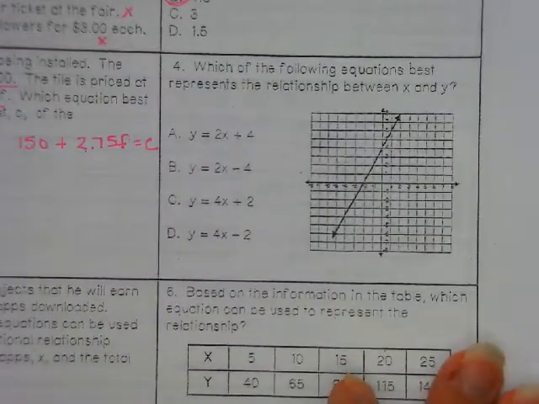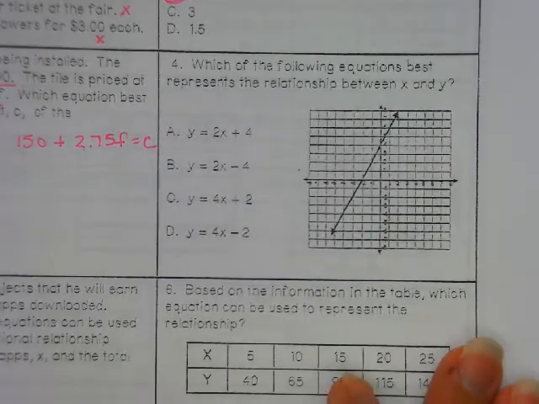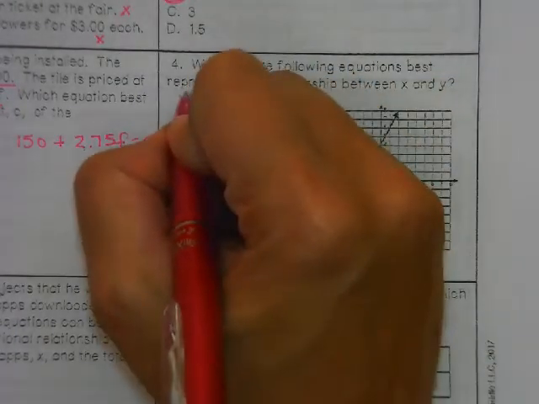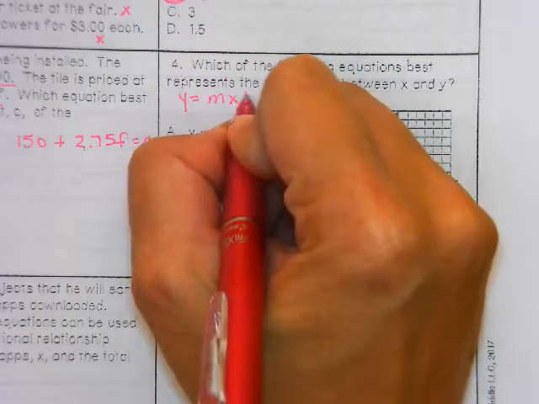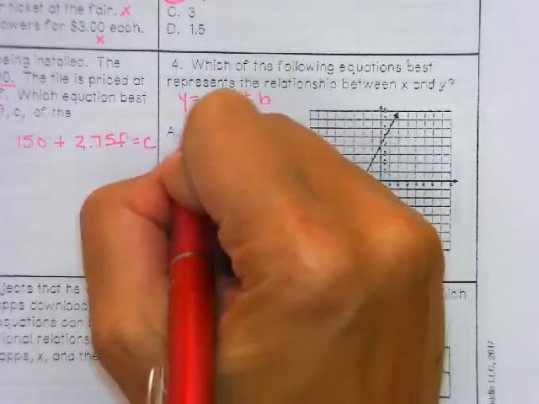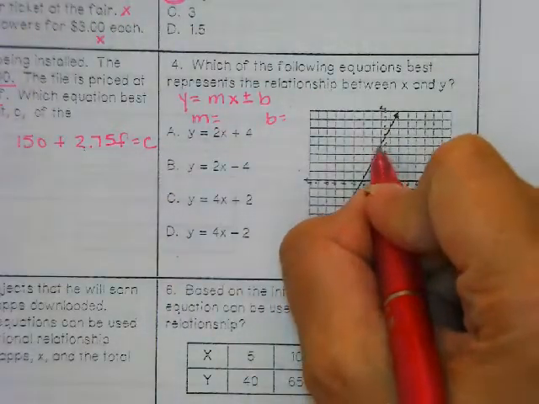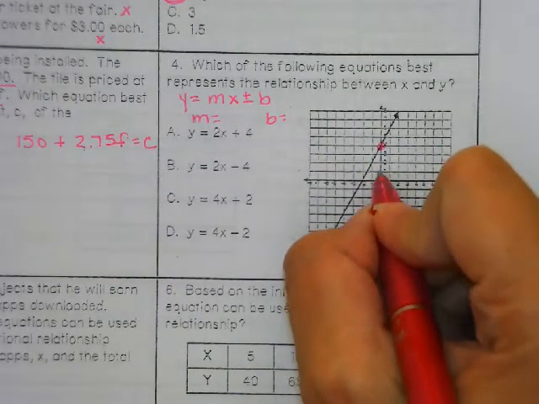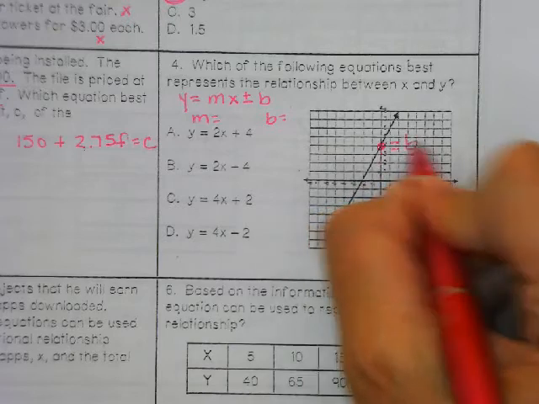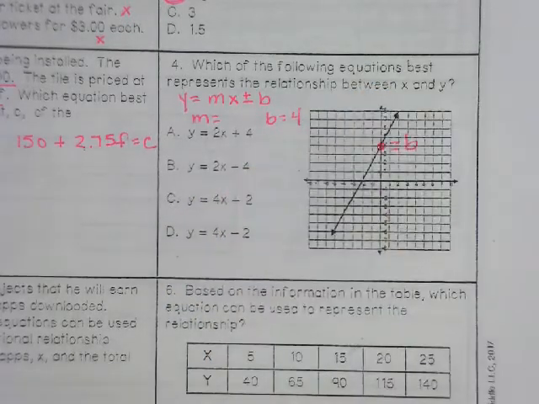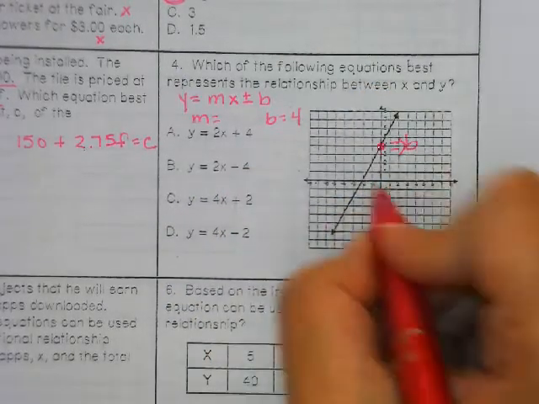Which of the following equations best represents the relationship? So we need a y equals mx plus or minus b here. So you need to find the slope. You need to find the b. The b is easy right here where it crosses the y-axis. 1, 2, 3, 4. Right? There's our b. And then we need to count our slope.